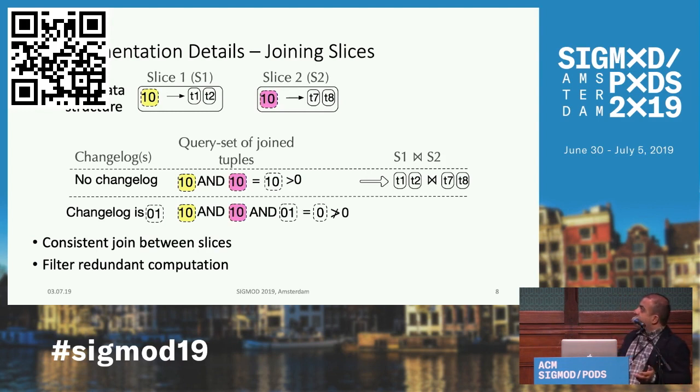But then assume that we have a change log between those slices, which means that, for example, query 1 is changed and query 2 didn't change. And then to join those two slices, we also add the bitmap of this change log to check if they share at least one query. And as you can see, if we bitwise AND all those three, it gives a 0, for example. And this enables us to filter out more redundant computation while joining different slices.